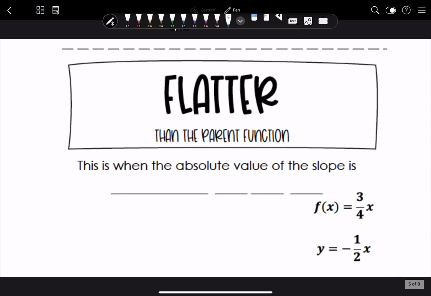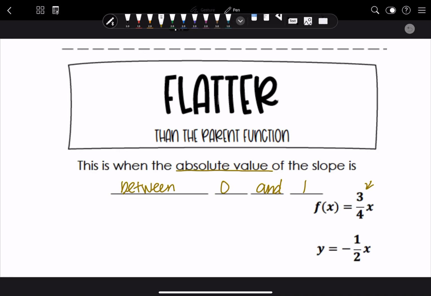So now let's talk about flatter, which is when typically most people assume, and wrongly so, that they're working with something flatter because it's got a fraction. That's not always true. Don't assume like that. This is only going to be true when the absolute value of the slope is between 0 and 1.